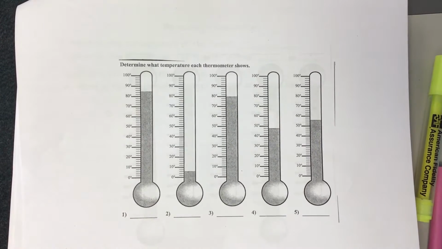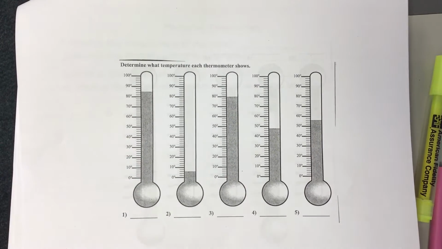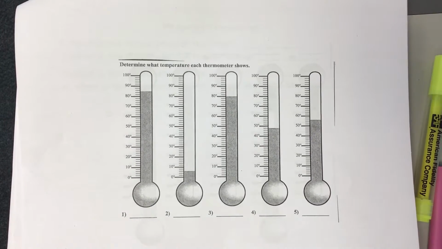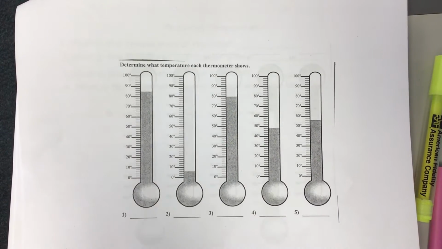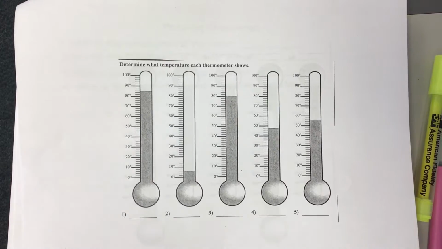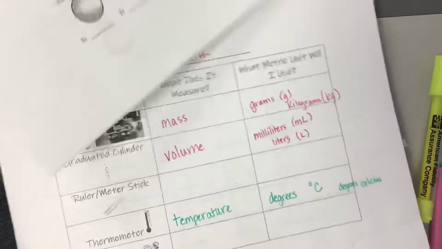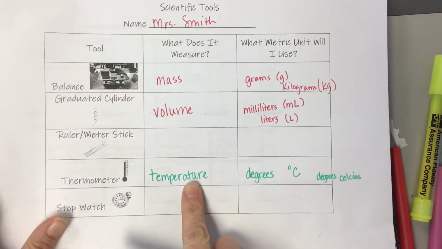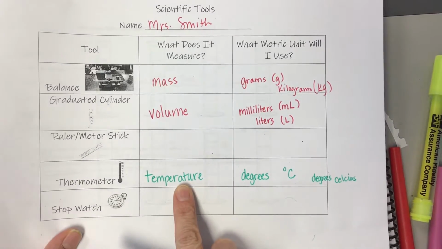What are we measuring when we use a thermometer? Are we measuring length, height? What are we measuring? Ellis? Temperature. So on the front cover, you should have written that we use a thermometer to measure temperature.